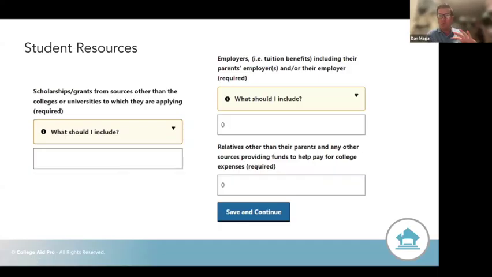This is within that same question, the student resources question. It's also asking for scholarships and grants that you're going to receive, any employer benefits, and then money coming from relatives. If you put any numbers in these boxes, they will potentially reduce your grants dollar for dollar. So if you say grandma's giving me 10,000 bucks, kiss 10 grand and grants goodbye. They can reduce it up to dollar for dollar. So be very careful as to how you answer these questions, if you catch my drift.